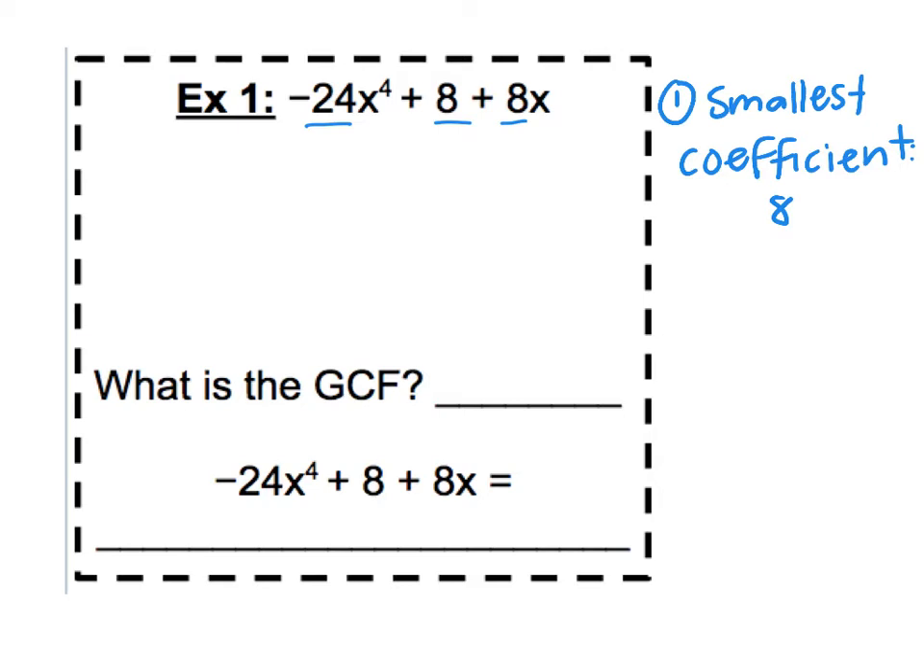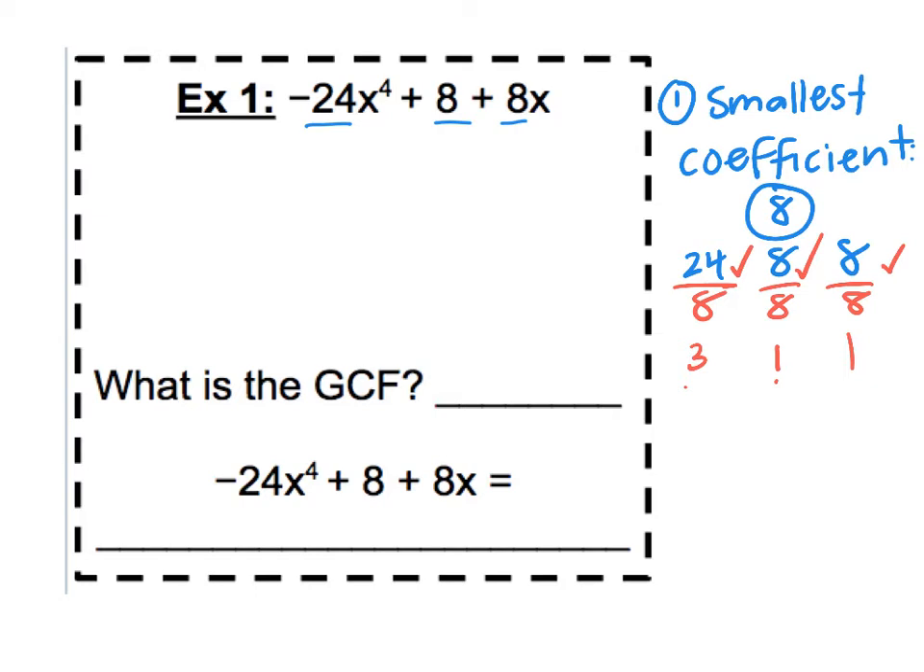Then I want to take the other three numbers, so the 24, the 8, and the 8, and make sure I can divide them each by my coefficient. So if I divide 24 by 8, divide 8 by 8, and divide 8 by 8, I want to get an even number every time. No decimals, no fractions. Well, when I do 24 divided by 8, I get 3, so this one works. When I do 8 divided by 8, I get 1, so that one works. And when I do 8 divided by 8, I get 1 again. That works. Because these are all even numbers, with no decimals, no fractions, that means that 8 is going to be part of my GCF.